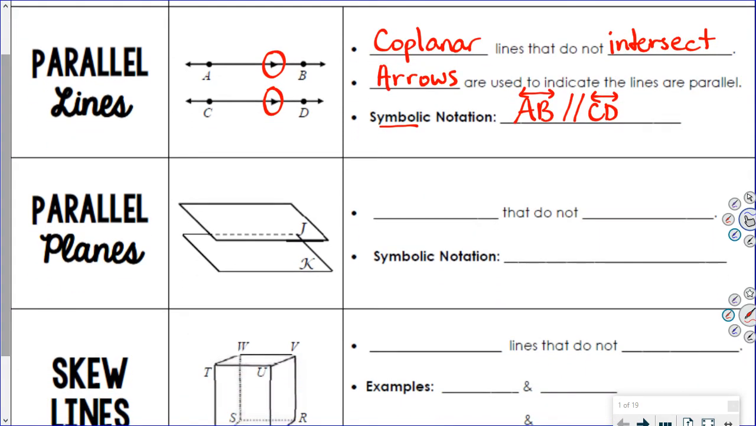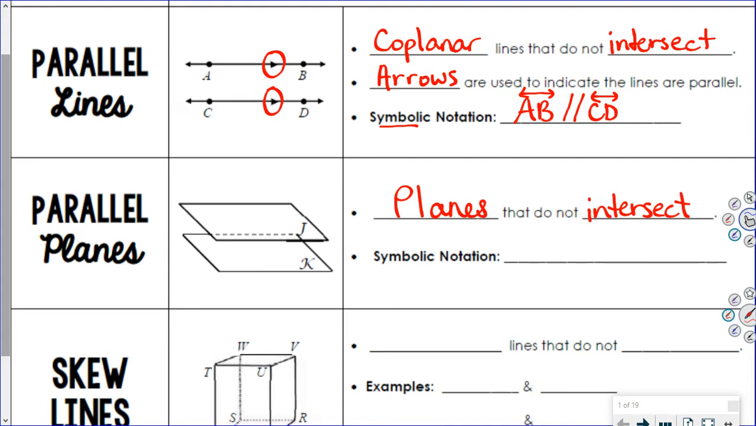Now, when you look below at parallel planes, same concept. Okay, the only difference is you don't have that coplanar piece in the front. These are just planes that do not intersect. So if you think about real life, planes that don't intersect, things like the ceiling and the floor in a room, or the front wall and the back wall of a room. Hopefully the engineers have created it in such a way that those planes are indeed parallel.